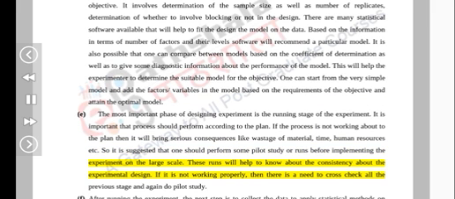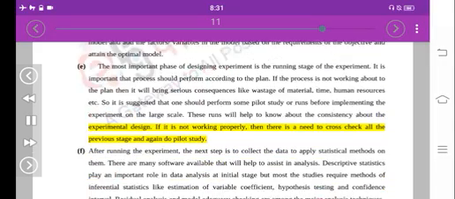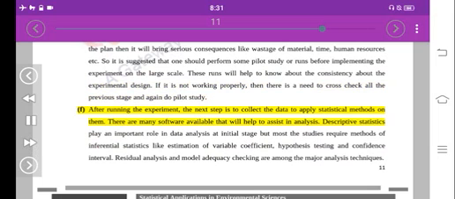These runs will help to know about the consistency of the experimental design. If it is not working properly, then there is a need to cross-check all the previous stages and again do a pilot study. F. After running the experiment, the next step is to collect the data to apply statistical methods on them.